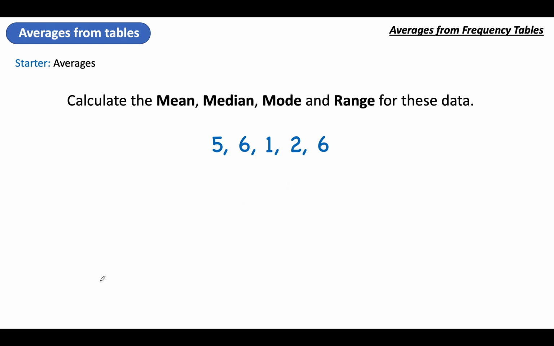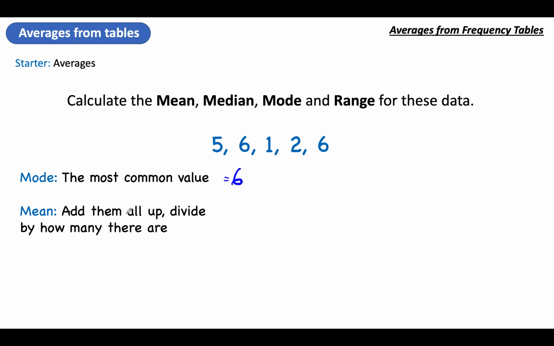Okay, we're done. Let's unpause. Let's see. Well, first of all, the mode. The mode is the most common value, the one that appears the most. Well, there's a 6 there, and there's a 6 there. So that means that the most common value is 6. It's the one that appears the most, right?